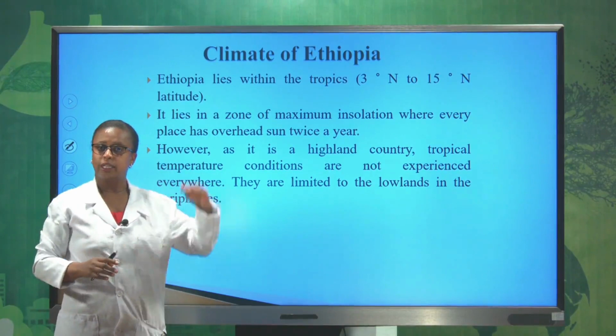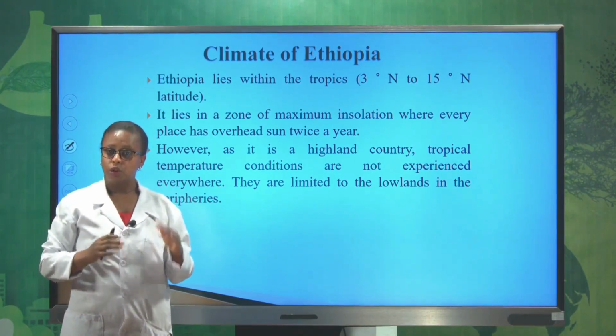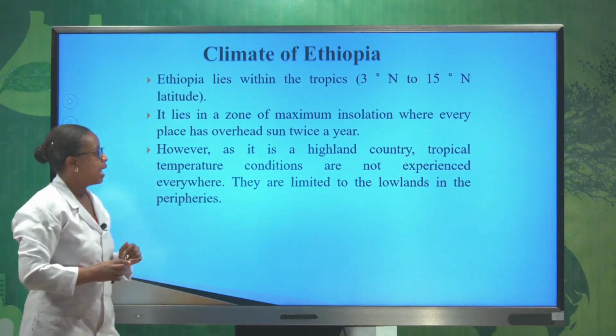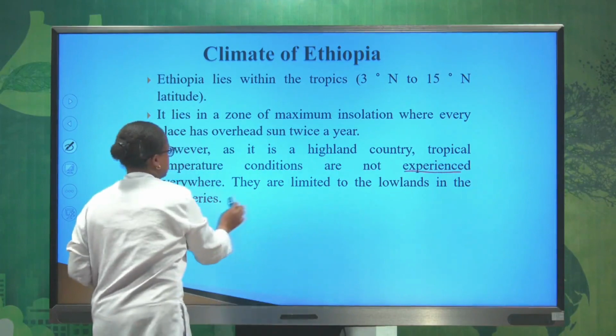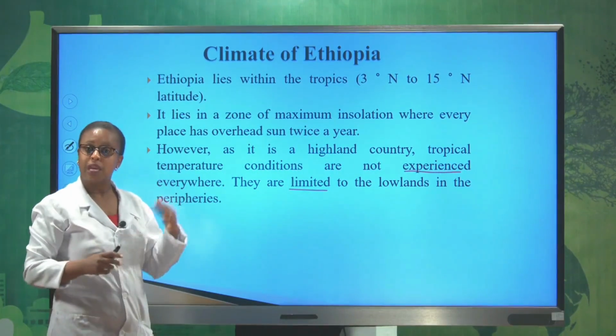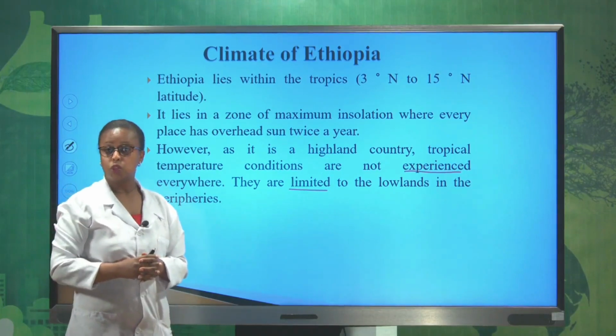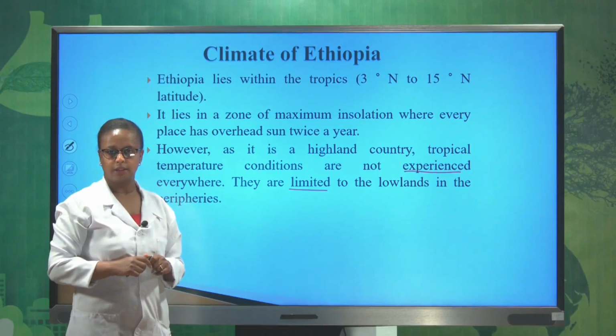When altitude increases, temperature decreases. But the tropical temperature condition is experienced and limited to the lowland areas of Ethiopia, especially the peripheral parts, because most of the lowlands are found in the peripheral part of the country.